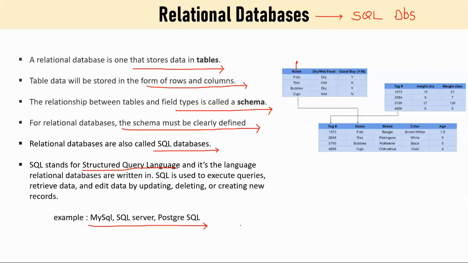So this is how the data is stored in relational databases. You can see here, there will be a table. A table has column names and rows. These are called rows, and these are called columns. So this is how the data will be in the form of tables.